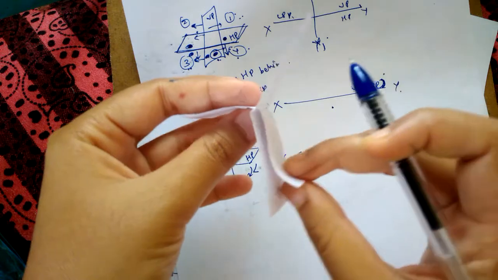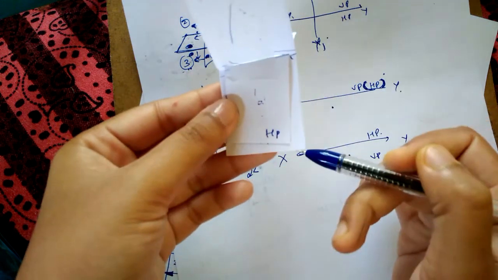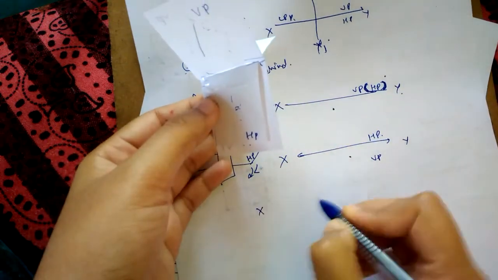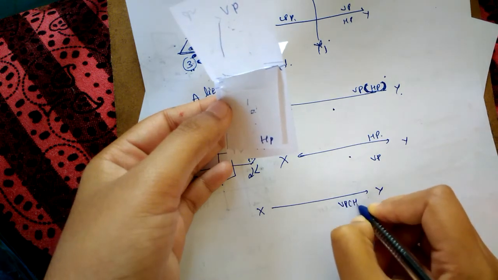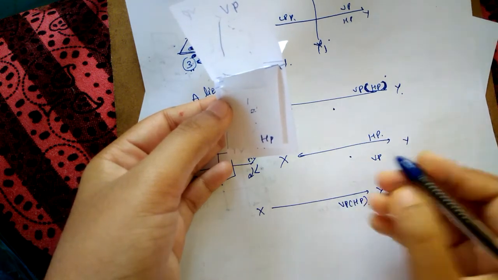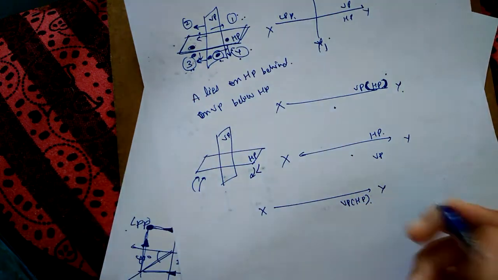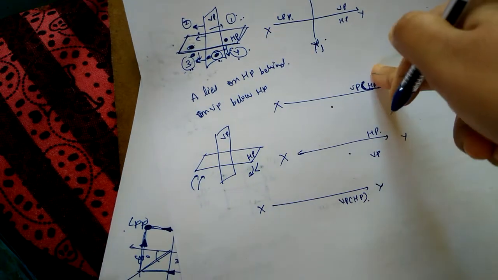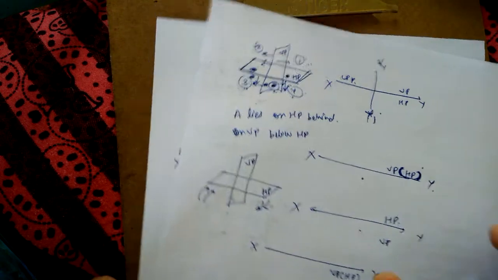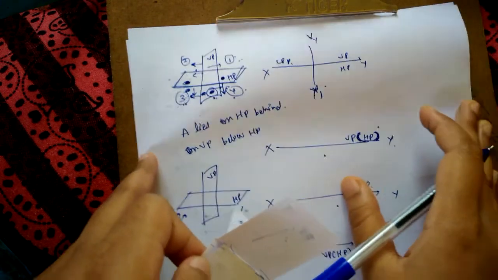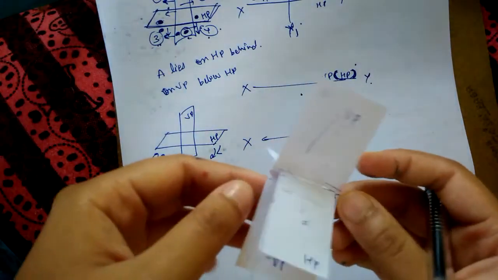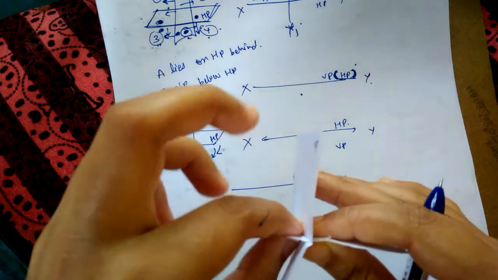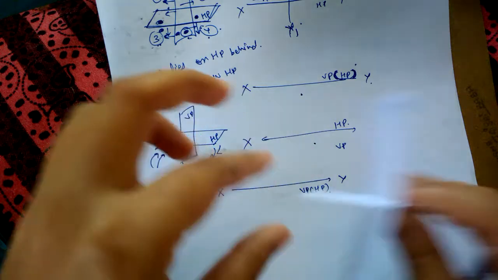The HP moves below. It merges with VP, and it can't be seen in 2D view. So we have to write VP and HP in brackets below the XY line. Below the XY line and above the XY line makes a difference because it refers to the angle of projection you are working in. We are always working in first angle of projection in most of the questions. This was the concept of angle of projection.